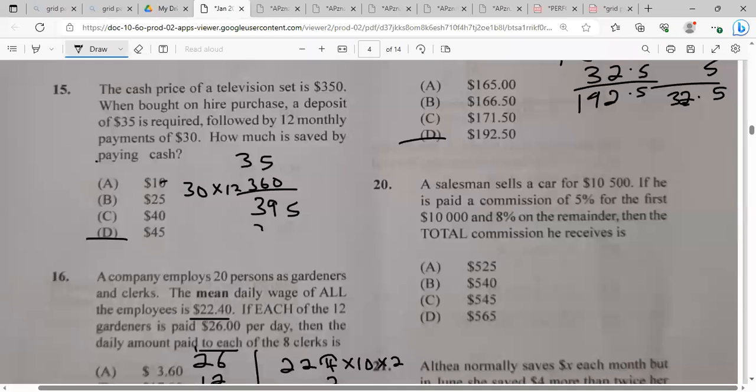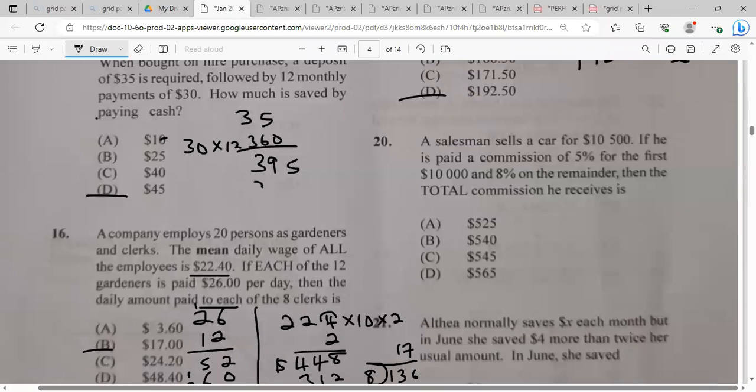A salesman sells a car for $10,500. If he is paid a commission of 5% for the first $10,000 and 8% on the remainder, then the total commission he received is? Very nice question, I appreciate these questions. All right, so he's paid 5% on the first 10,000. So let's find that 5%. Percent means out of 100.